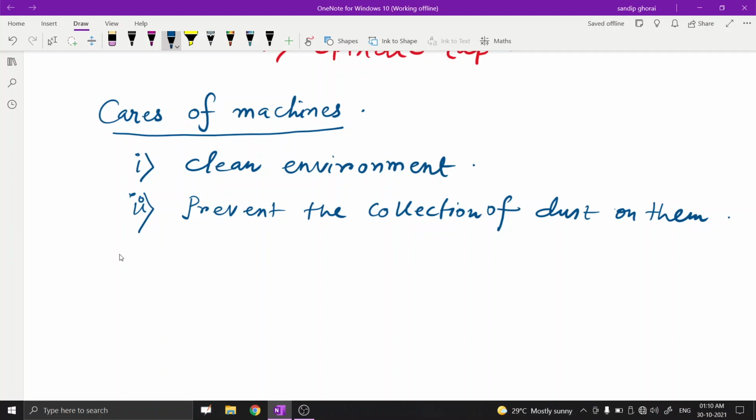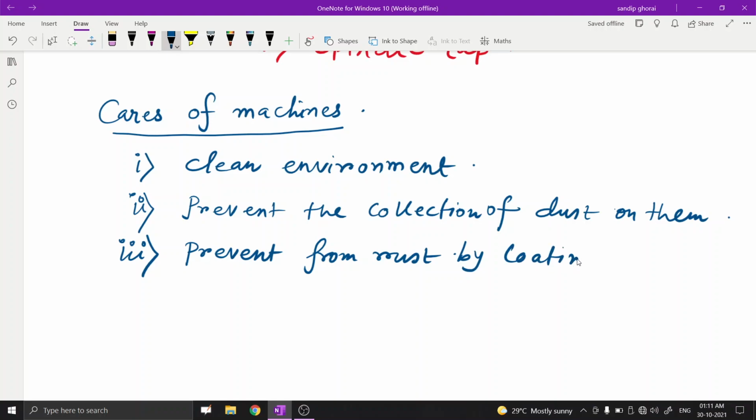And the third one, which is machines made of iron. So machines made of iron should be protected from rust by coating them with paint. In general, machines made of iron, we have to protect the machines from rust by coating them with paint.